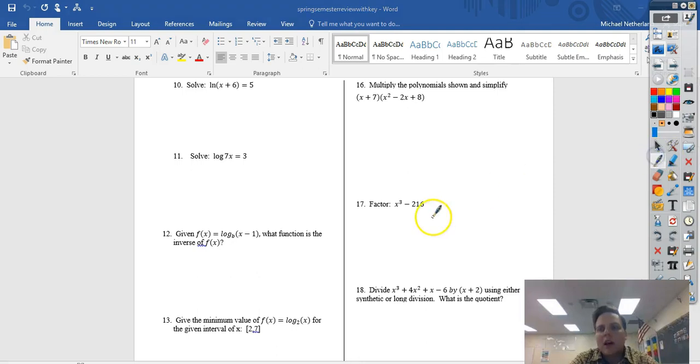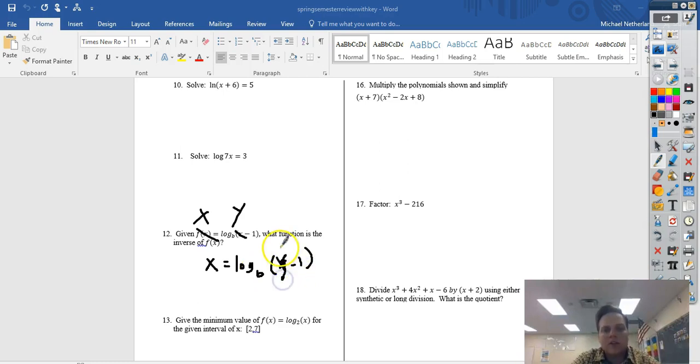Okay, so how do we find the inverse? We switch x and y. So this becomes x, this becomes y. And now I solve for y all over again. So currently I have x equals log base b of y minus 1. My apologies, that's a y.